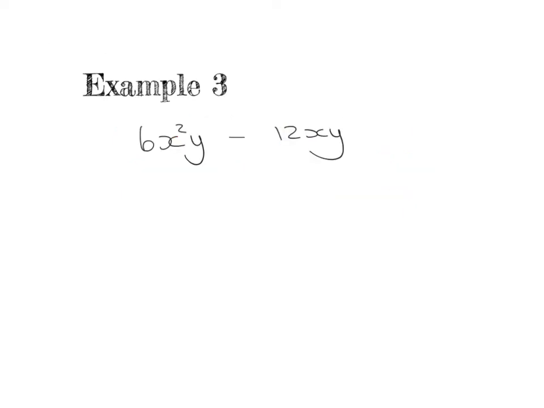Now in example 3, we've got 2 sides again. See, 2 terms? Let's start. What is my smallest number? 6, and 6 can go into 12, so 6 is my common factor, and it goes into 12 twice.